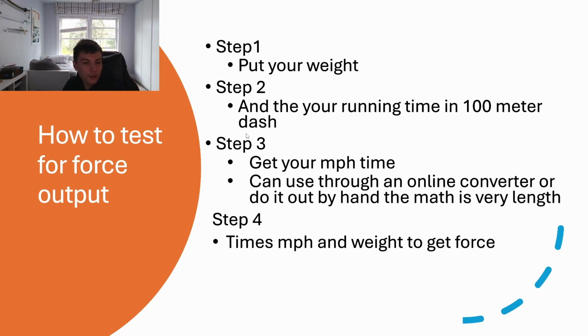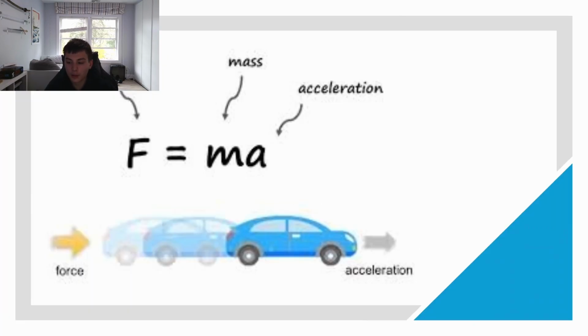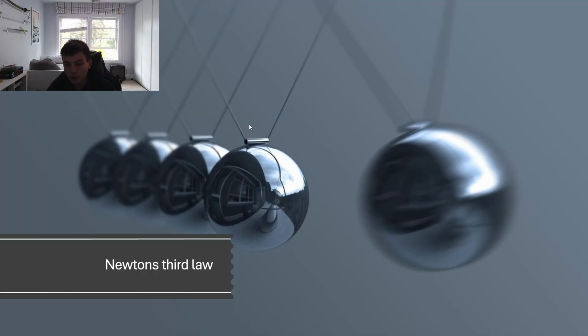How to test your force output? Put in your weight, in pounds, or whatever metric you use, stone, and add your running time in the 100 meter, and you get your miles per hour from that. You can convert it through an online converter, and then you multiply your weight times your speed to get your force output. So here you have an example of a car, which is the same equation as representing Newton's second law.